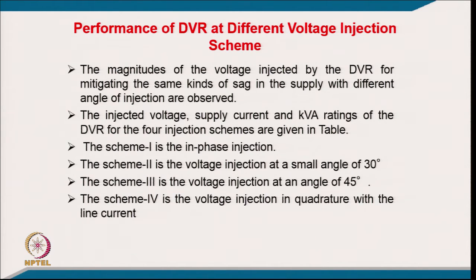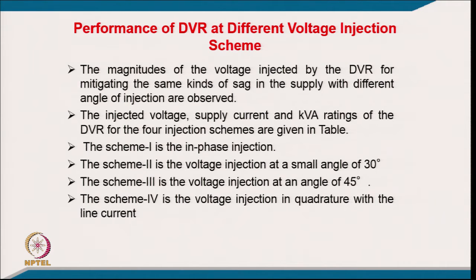Scheme 1 is when the voltage is injected in phase with the PCC voltage, scheme 2 is the voltage injected at an angle of 30 degrees, scheme 3 is the voltage injected at 45 degrees, and scheme 4 is the voltage injected in quadrature, which you can call a self-supporting bus, because you do not put any active power in the injection, only reactive power.